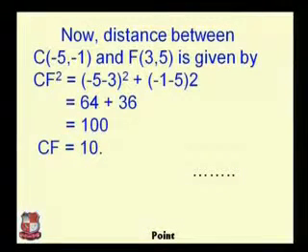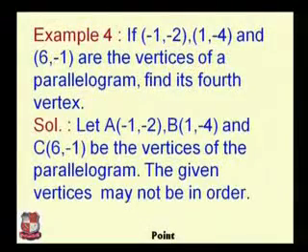Now distance between C(minus 5, minus 1) and F(3, 5) is given by CF square is equal to (minus 5 minus 3) square plus (minus 1 minus 5) square. So we get 64 plus 36, we get 100. So CF is equal to 10. Now next example.